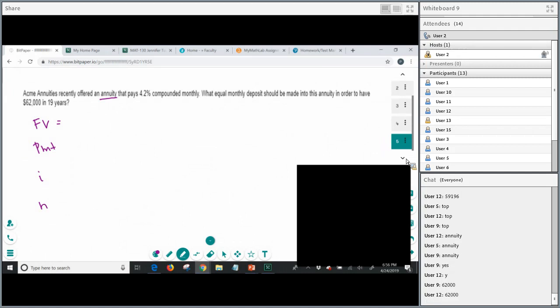What is the value in the future? The value that we want to achieve in the future. Yes, we want to have $62,000, right? That's what it said right here. In order to have $62,000. So that's in the future, we want to have that. Okay, good. Did they give us the payment?